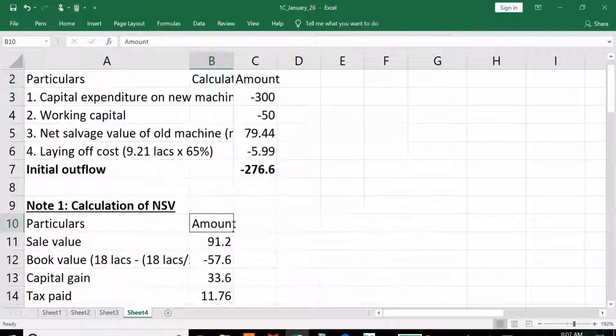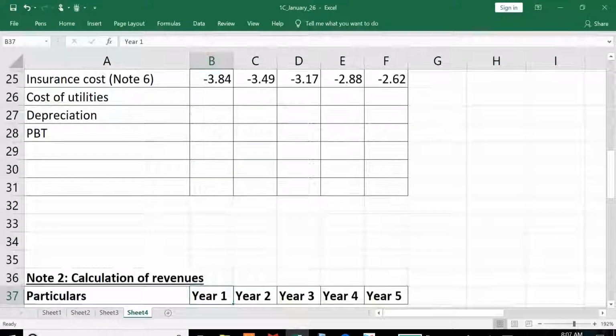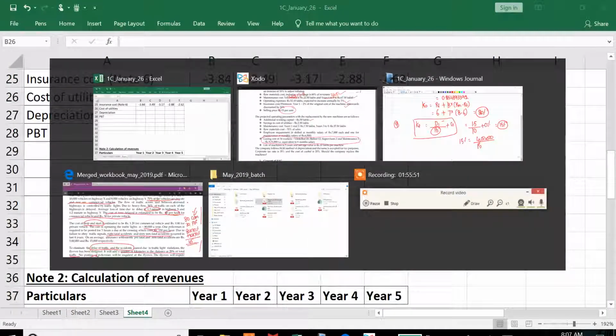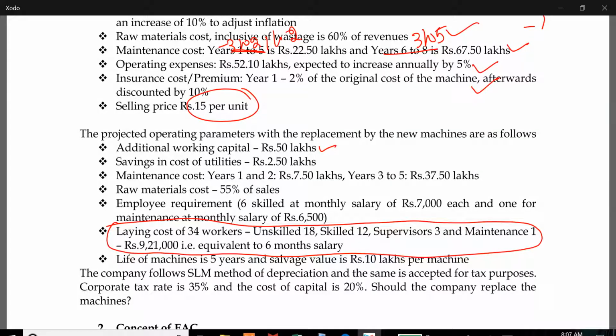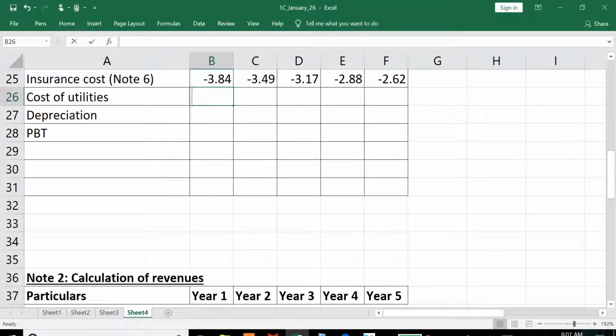Okay, the next item we had is something on the utilities side. What they mentioned is there is going to be a saving in the cost of utilities of 2.5. I don't know what the old machine cost is, but in the new machine you are going to save 2.5 lakhs. So utilities is positive 2.5 for all the 5 years.